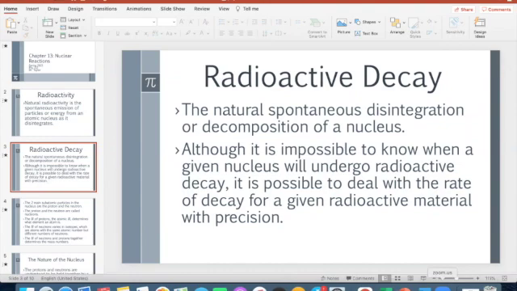Although it's impossible to know when a nucleus will undergo that decay, it is possible to deal with the rate of decay for a given material with precision. Based on the material that the nucleus is made of, you can get a more precise calculation for when it may die out.